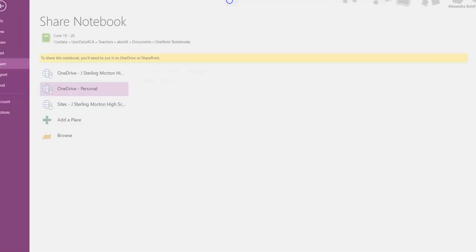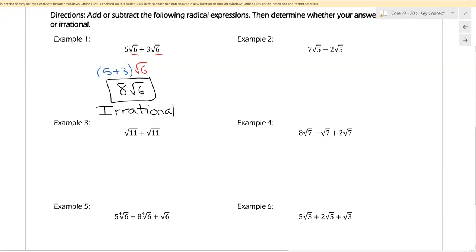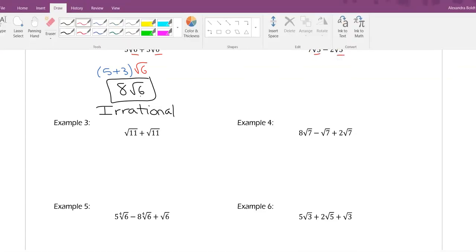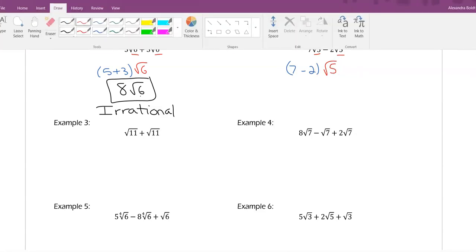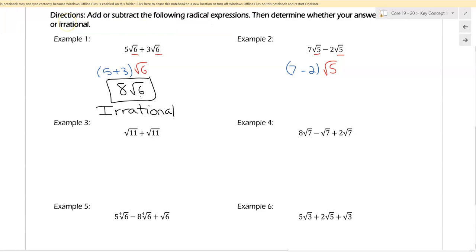Looking at our next one, same thing with subtraction, right? Both of these have square root 5s. They have the same square root. So we're doing 7 minus 2 square root 5. And 7 minus 2 is 5 square root 5. Okay. Again, this has a square root, and a square root makes it irrational.